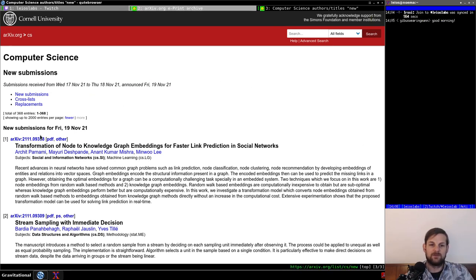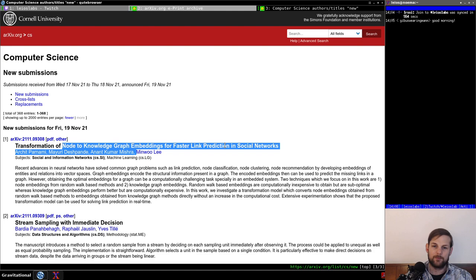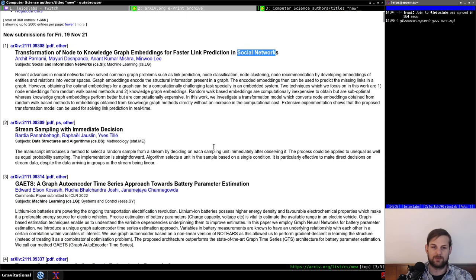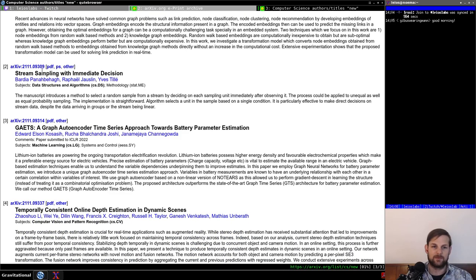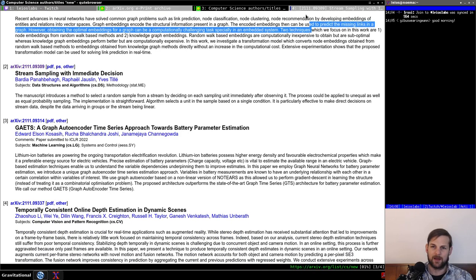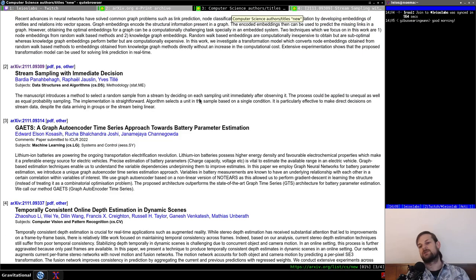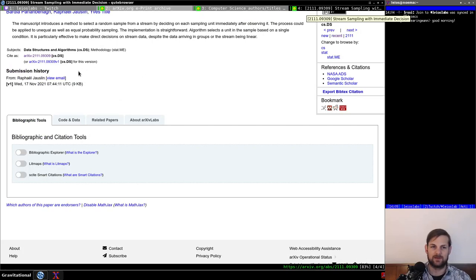Okay, so first, transformation of node to knowledge graph embeddings for faster link prediction in social networks. For me, this one's not particularly interesting because I don't really care about the node to knowledge stuff, graph embeddings. But when they start talking about social networks, it becomes a bit more interesting for other reasons. Might be a paper to keep in mind for later. Then you have stream sampling with immediate decision. I'm interested to see what this is, because when we talked about approximate counting, a lot of the approximate counting algorithms build into streaming algorithms and methods like that. So I'm interested to see what they have here.